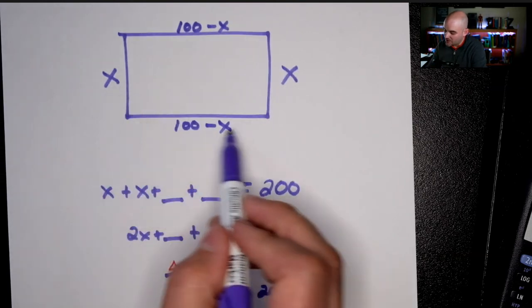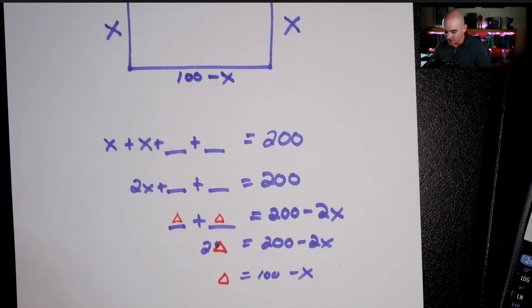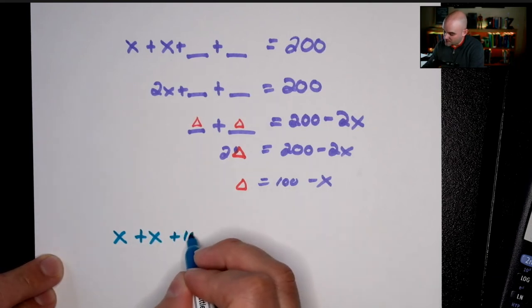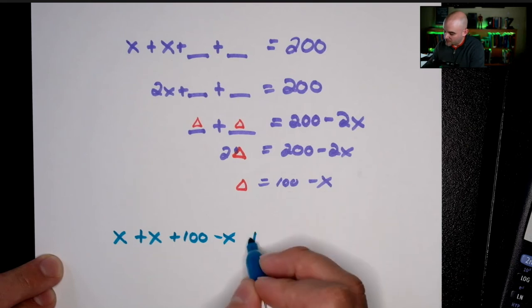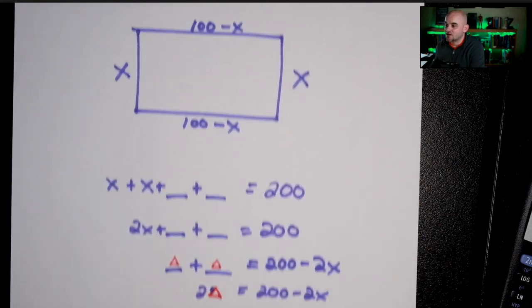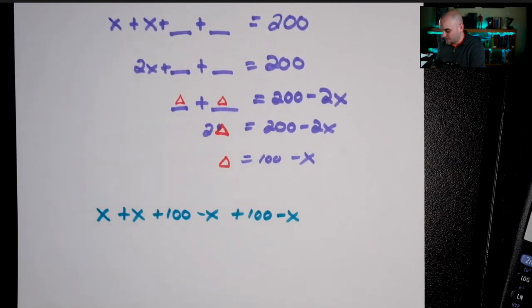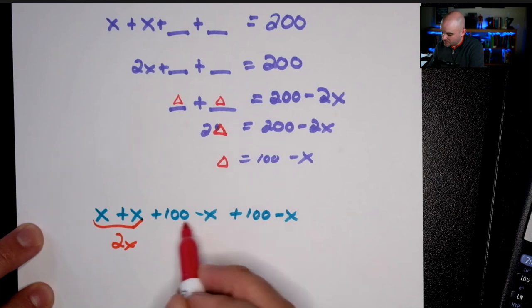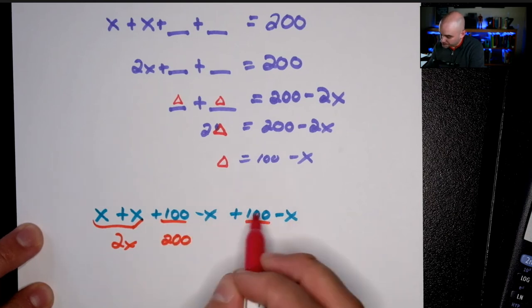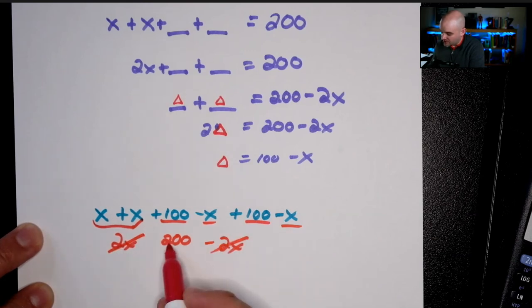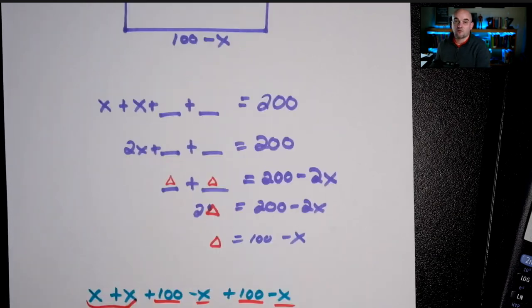So notice if I add up all four sides, let's do that again here. If I add up all four sides, I've got x plus 100 minus x plus another 100 minus x, right? There are two sides that are 100 minus x. There's two sides that are x. If I add all those up, what do I get? Well, x plus x gives me 2x. I can add up the 100s, I get 200. I can add up the negative x's, I get negative 2x. And then 2x and negative 2x cancel out. You're left with just 200, which is what all four sides add up to.